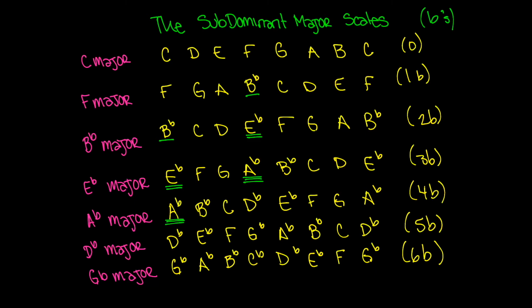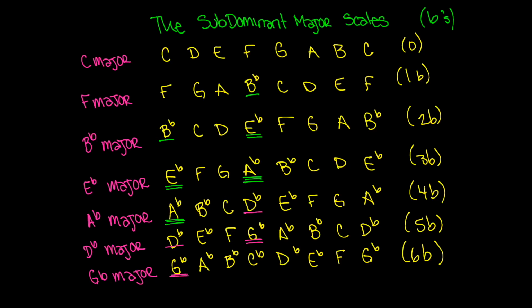And then I have D flat, and I'm sort of running out of lines here, so let's do it in a different color. And we have D flat, D flat. And then here we have G flat and G flat. And so we can definitely see that there's a pattern to how we do the subdominant scales.